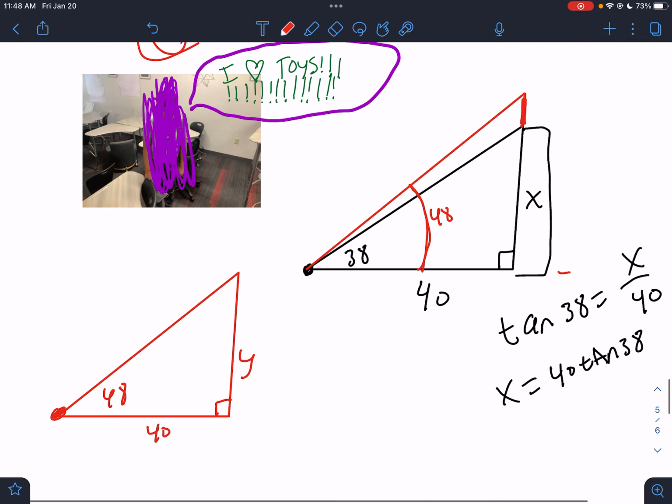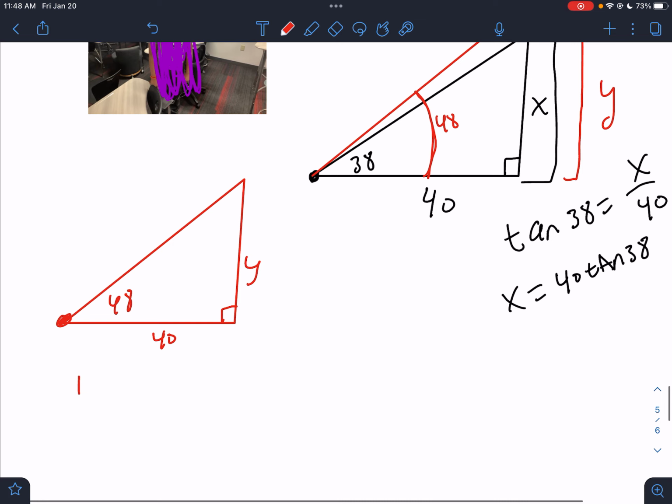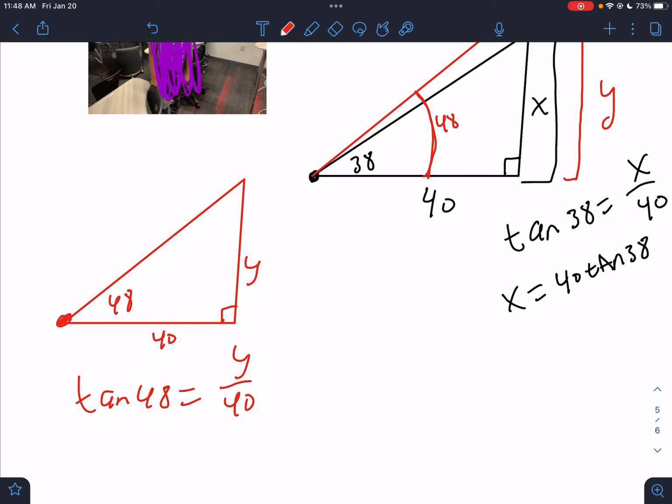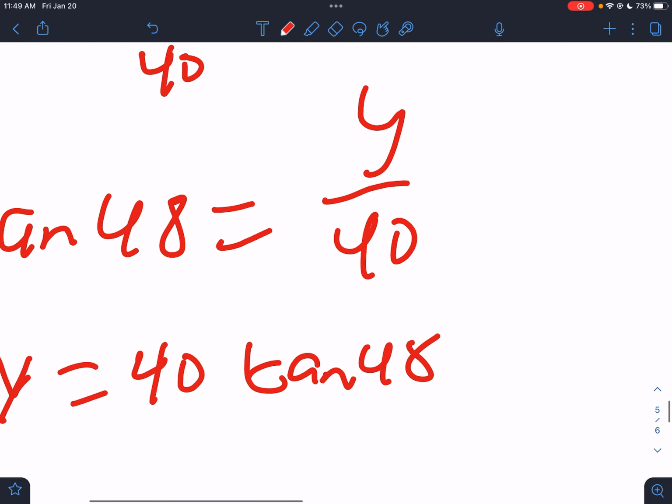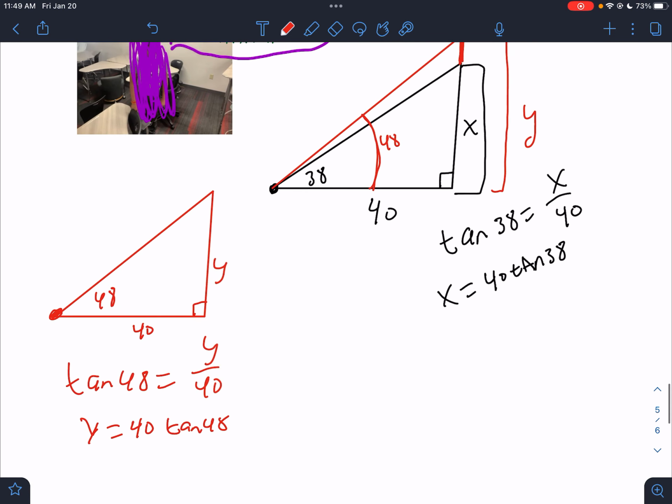This distance from the bottom all the way to the top, we'll call it y. That would be tangent 48 equals y over 40. The only difference, y equals 40 times the tangent of 48. The only thing that changed was the angle. They're pretty much the exact same answer, just the angle's a little different. So this would get me from the ground to the top of the sign. So let's look.